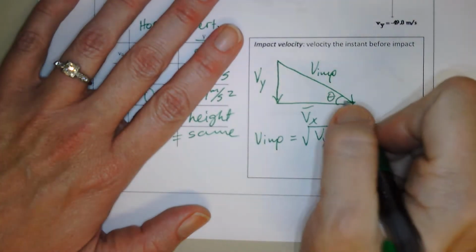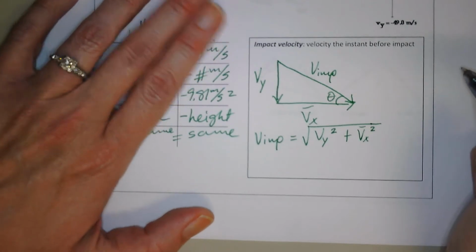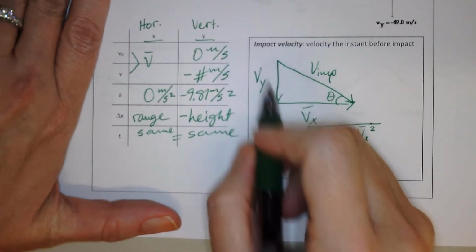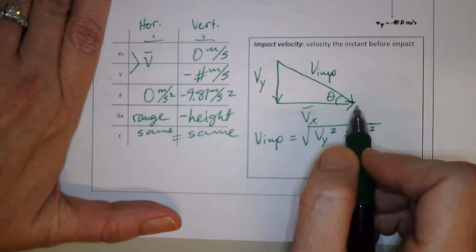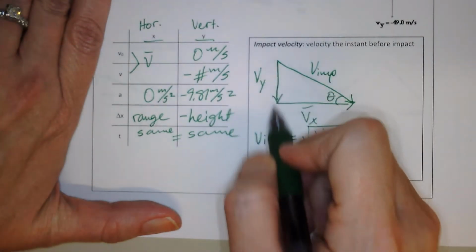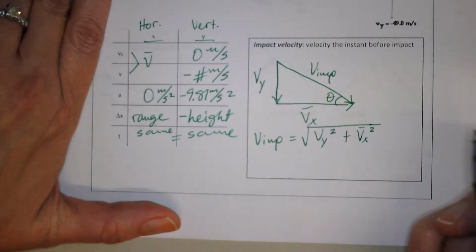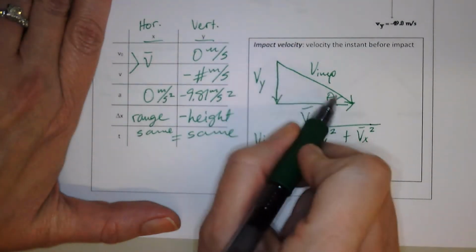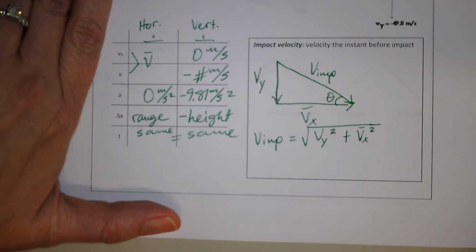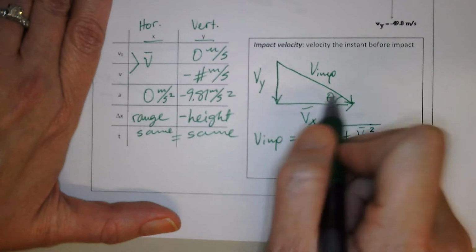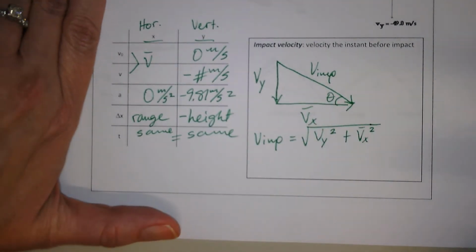Now, your angle is a little different. You will have your V final in the Y and your V final in the X. So the V final in the Y is your opposite. The V final in the X is your adjacent. And you're looking for the angle theta. You could use sine or cosine or tangent, it doesn't matter. I typically like to stick with tangent. You just stick with one thing and it works.